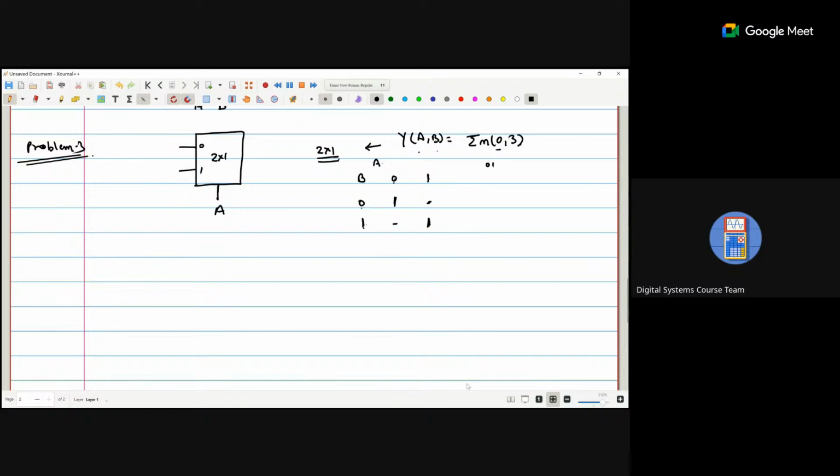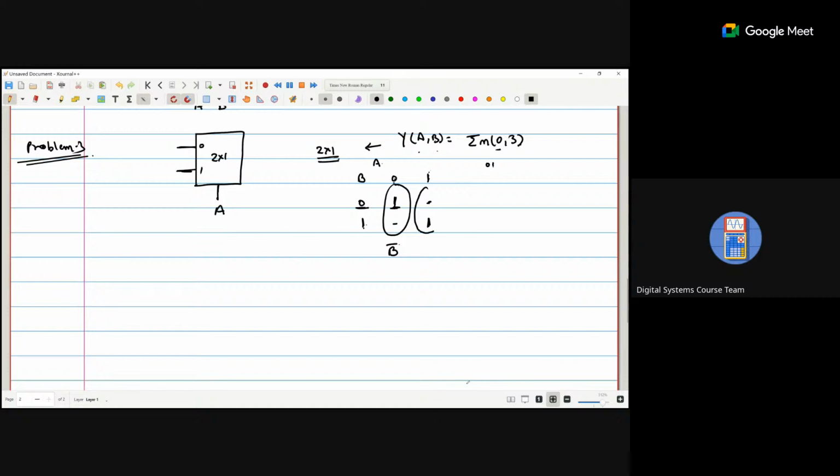Now when A is 0, which line is selected? This line is selected. Now for this line, what is the equation? It is defined only for B equal to 0, so can I connect it as B bar? And when A is 1, this line is selected.